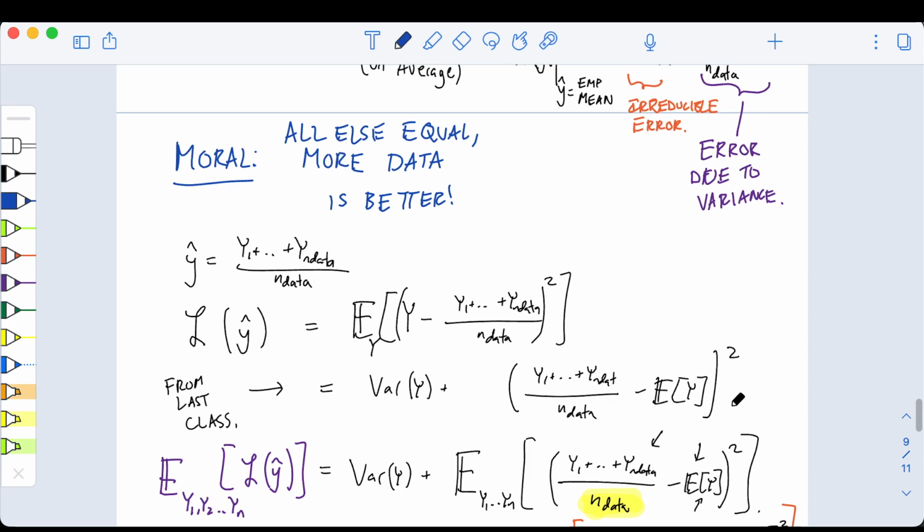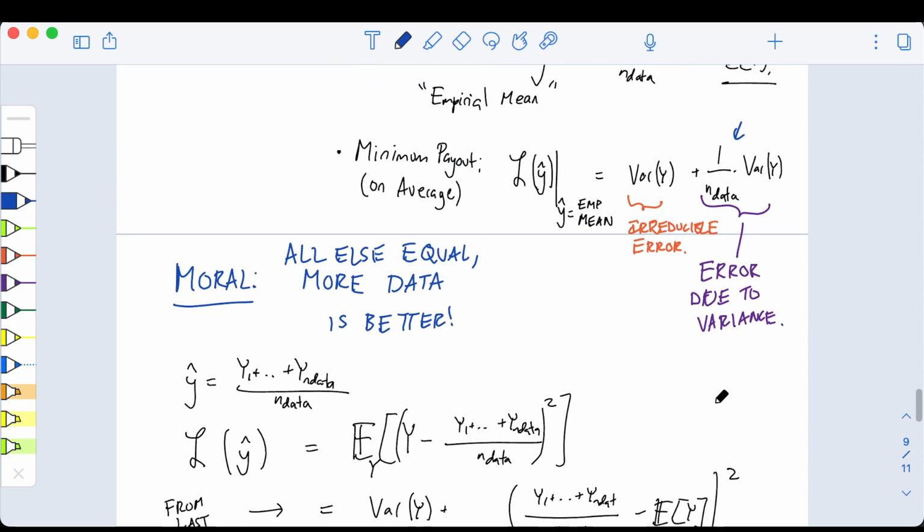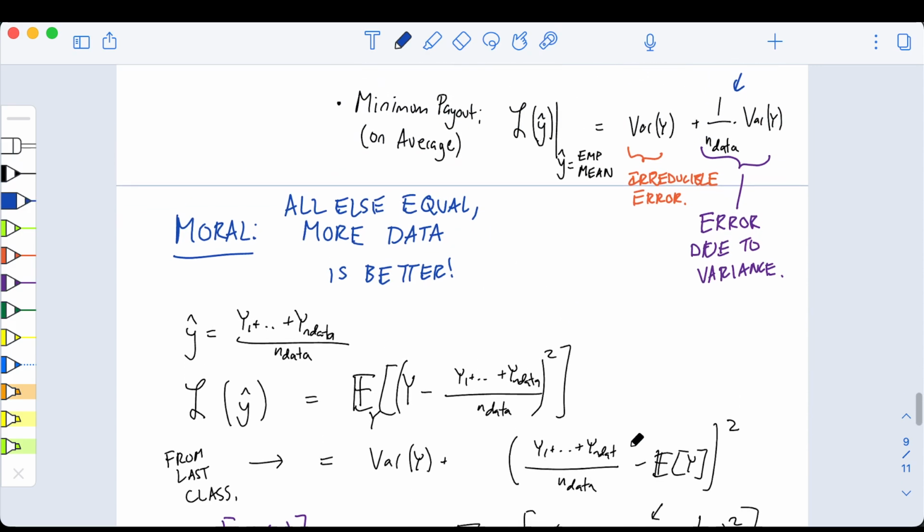And that is like how much the estimate you're doing is jumping around. If you average 100 points, it's not going to move very much. If you average only 2 points, just if you get unlucky, then you're going to have a big jump. And so more data is better. It really will reduce this term. Of course, it's not true because all else is not equal.